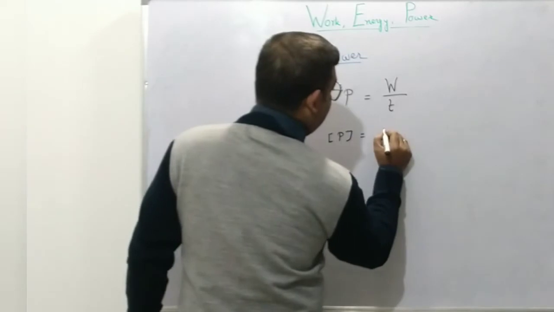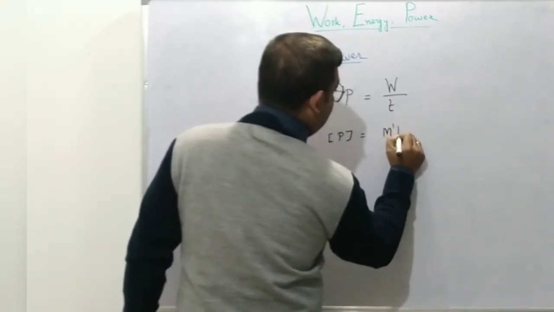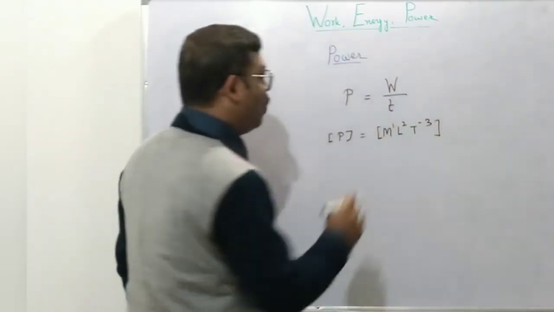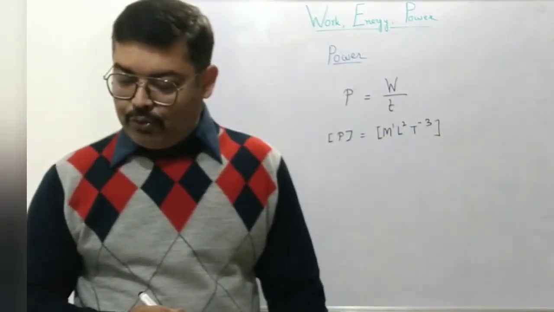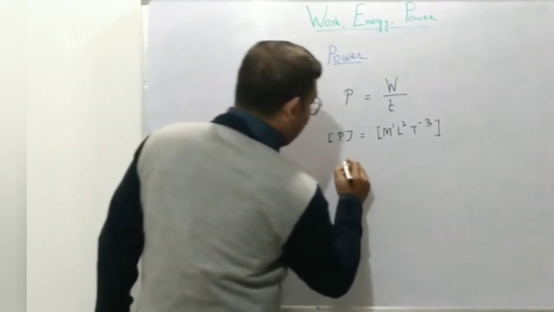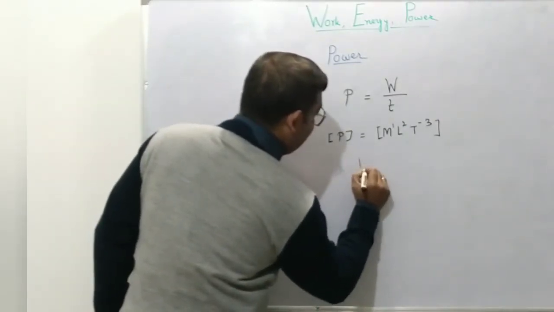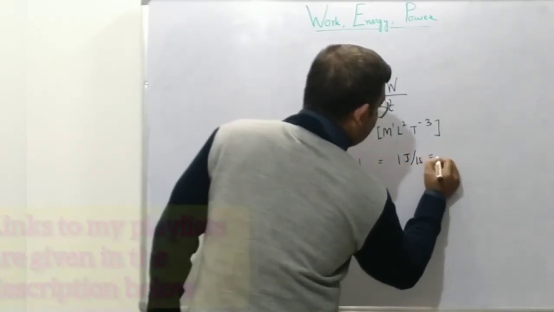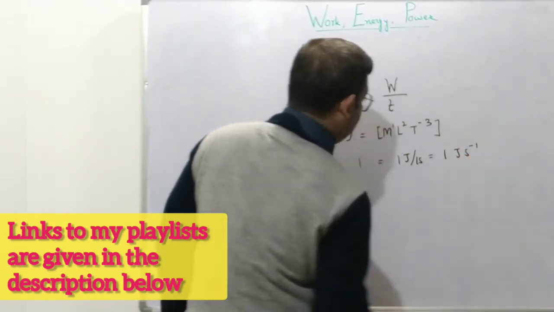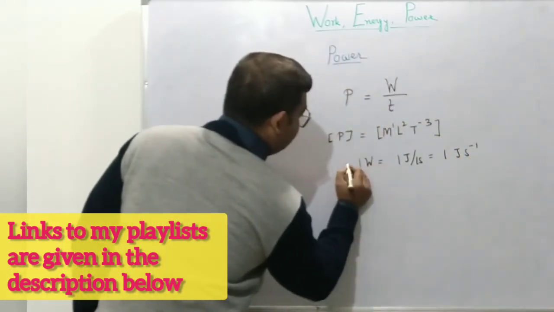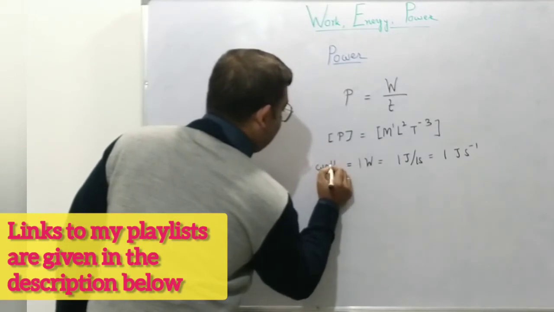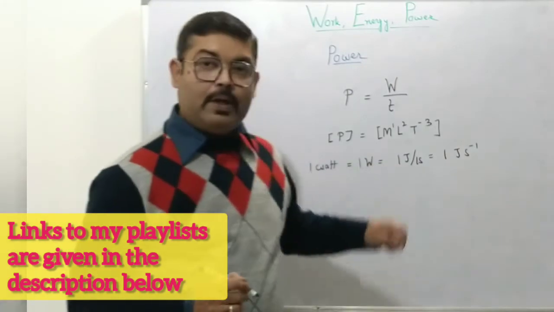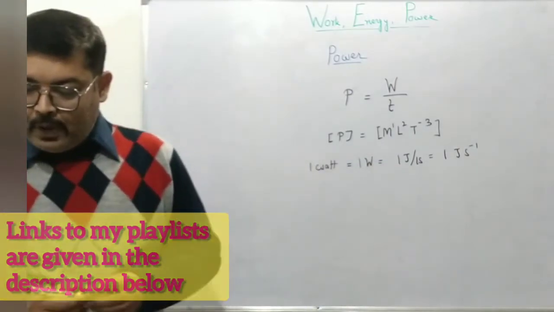So it will be M L squared T to the power minus 3, because work was M L squared T to the power minus 2. And the unit of power: one unit of power will be 1 joule of work in 1 second, that is 1 joule per second, and this unit is known as watt, W-A-T-T, after James Watt. So 1 watt of power is 1 joule per second, the rate of doing work.